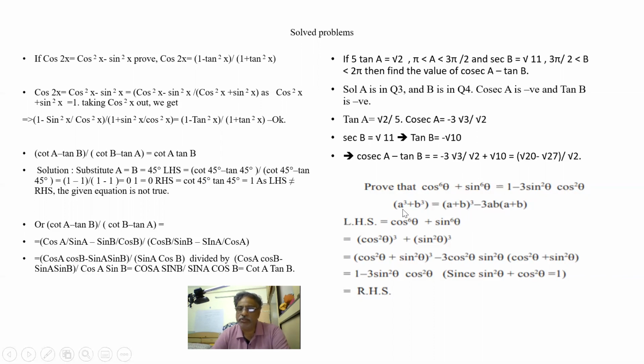So a plus b. So what do you say? Cos square theta whole cube plus sin square theta whole cube. This is cos to the power 6 theta plus sin to the power 6 theta, which is a cube plus b cube. So a plus b becomes 1, whole cube, minus 3ab into (a plus b), again 1. This is 1, this is 1. So 1 minus 3 cos square theta sin square theta, which is the right hand side.